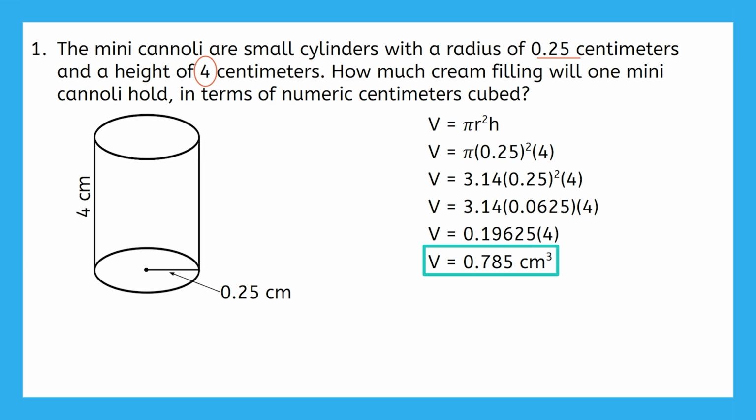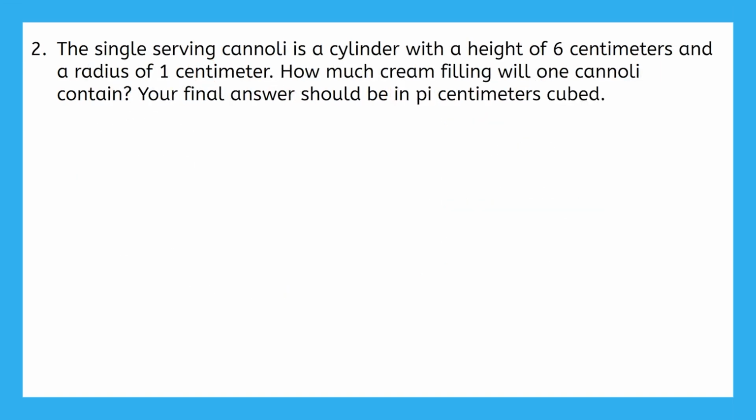Since volume is the amount of three-dimensional space something takes up, your final answer should always end in that little 3. Let's try this again, but this time we'll solve in terms of pi. The single-serving cannoli is a cylinder with a height of 6 centimeters and a radius of 1 centimeter. How much cream filling will one cannoli contain? Your final answer should be in pi centimeters cubed.